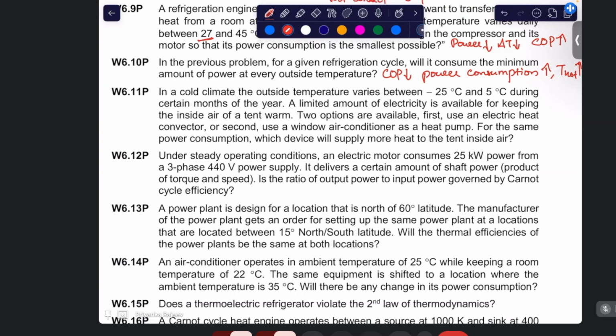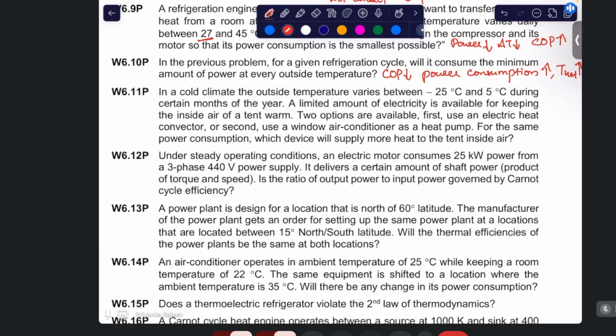Okay. Now, 11th question. In a cold climate, the outside temperature varies between minus 25 degree and 5 degree during certain months of the year. A limited amount of electricity is available for keeping the inside air of a tent warm. Two options are available. First, use an electric heat convector, or second, use a window air conditioner as a heat pump. For the same power consumption, which device will supply more heat to the tent inside air?